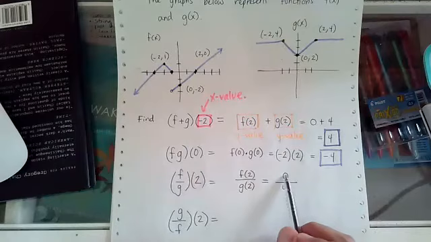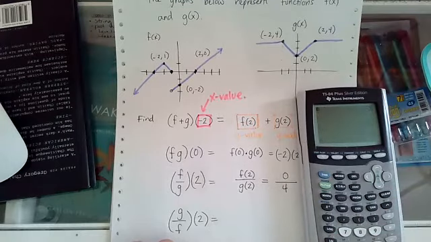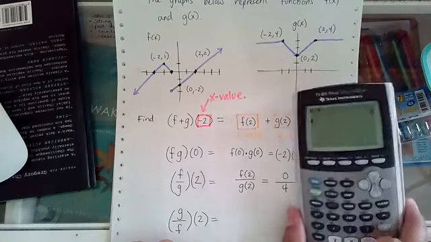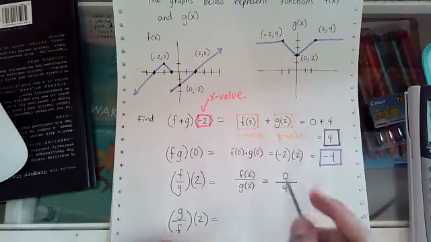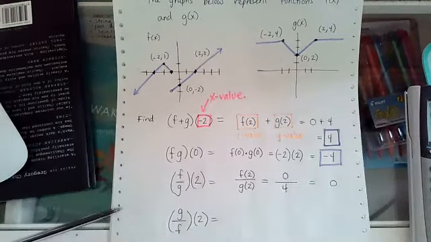But I have this fraction 0 over 4, and that's fine. You know, I could throw that in the calculator and see what it tells me. So if I wanted to reduce this, 0 divided by 4 is just 0. So in this case, my answer would just be 0. Does anybody have any questions about that one?